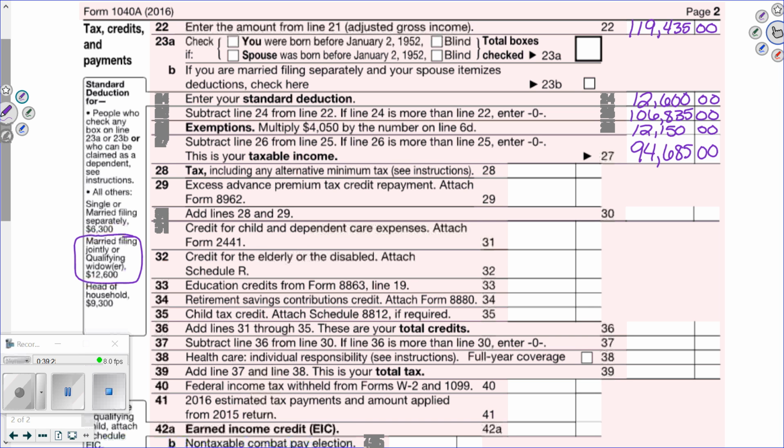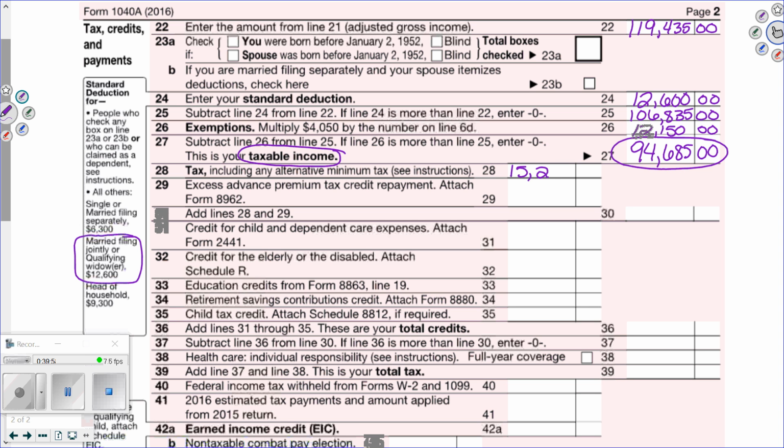28, tax, including any alternative minimum tax. So where do we find the tax info from? You got your booklet, right? Okay, so we're going to look up, this is our taxable income, right? They said it right there. That is your taxable income. Look in your tax booklet for $94,685, and they are married filing jointly. Very good.